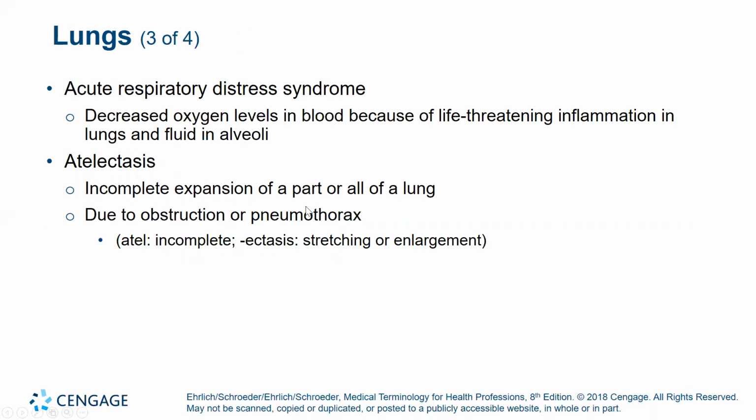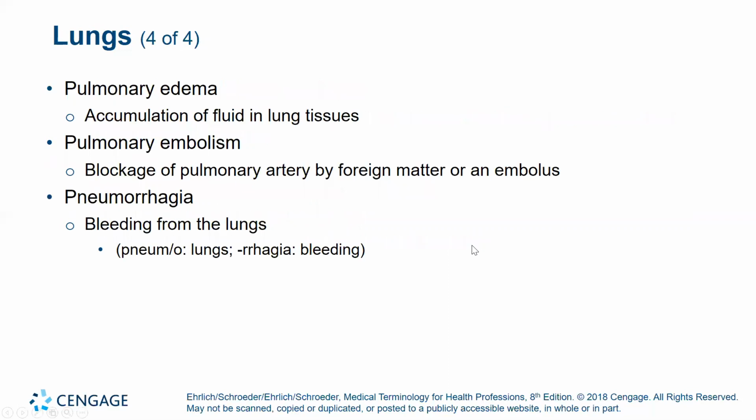We have acute respiratory distress syndrome. This is decreased oxygen levels in blood. It's because of a life-threatening inflammation in lungs and fluid in the alveoli. We have atelectasis. It's an incomplete expansion of part or all of a lung. And this is due to obstruction or pneumothorax. So ATEL is incomplete. Ectasis is stretching or enlargement.